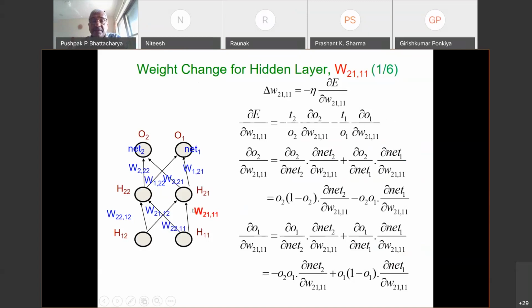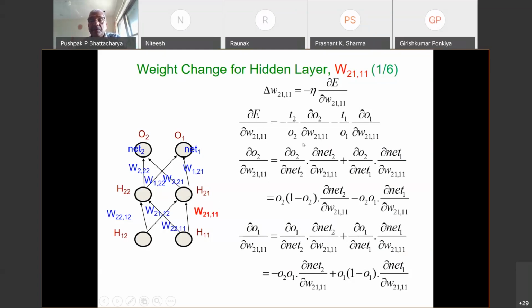This weight is quite far from the output values, and the weight influences the activation of H21. The activation of H21 influences net inputs in the outermost layer, and these net inputs influence O1 and O2. O1 and O2 in turn influence error. So all these influences have to be noted and kept in record. Now we are again armed with partial derivatives, chain rule of partial derivatives, summation of partial derivatives. These are mathematical machinery. So we can apply it.